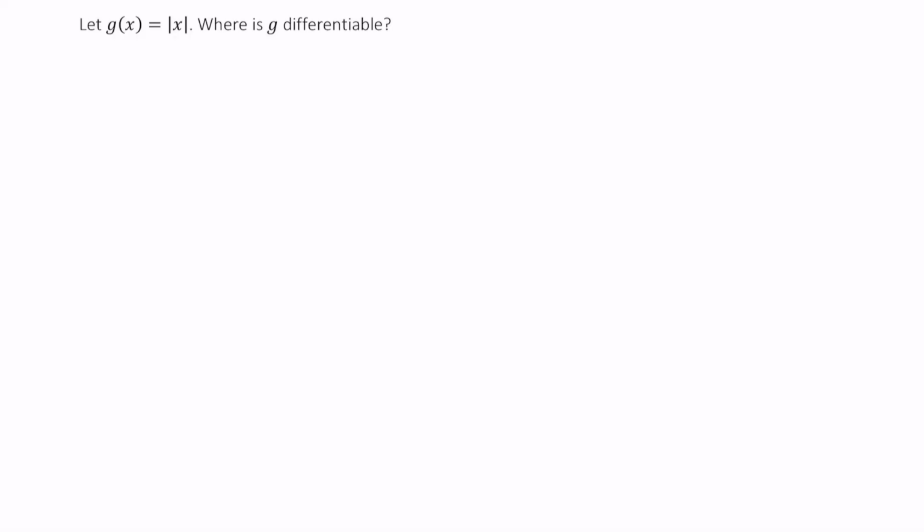Welcome. In this video, we're going to look into the differentiability of this function g, and g is the absolute value function. So let's begin with a review of what the absolute value function is. That is, g of x is equal to the absolute value of x. We can look at this as a piecewise function. It's equal to x if x is greater than or equal to 0. Otherwise, it's equal to negative x if x is less than 0.